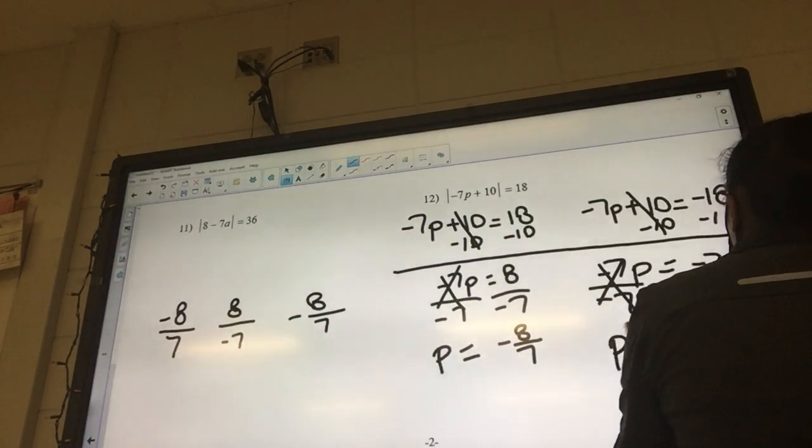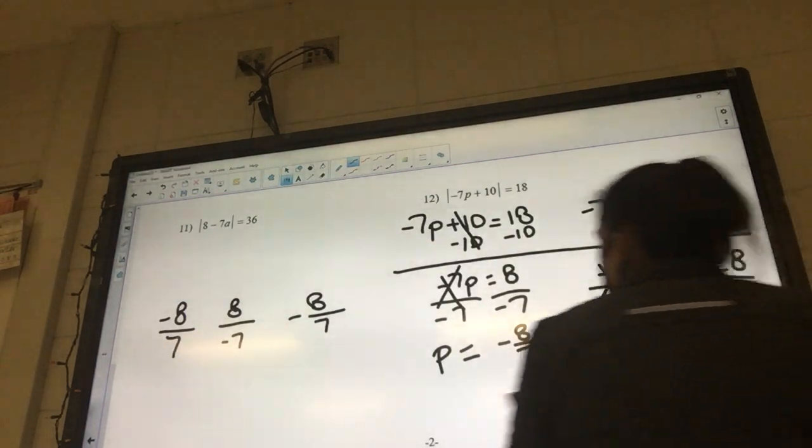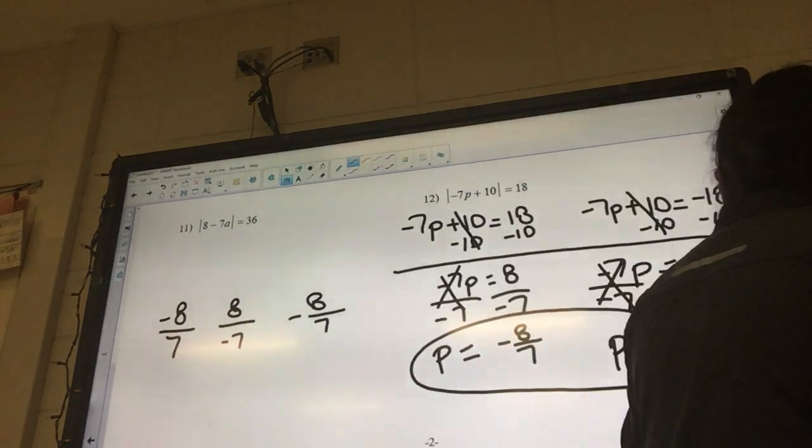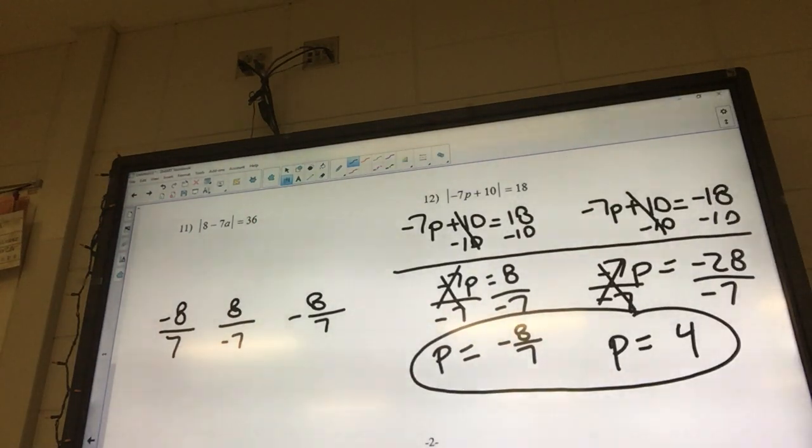So P equals, and this one's going to be 4. So these are going to be both of your two answers for your problem. Okay, so fractions are okay. They are allowed and definitely encouraged. Okay?